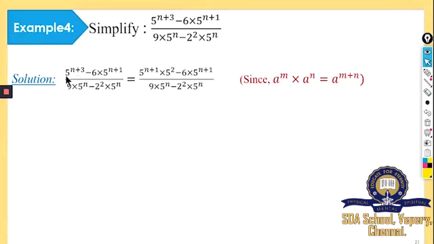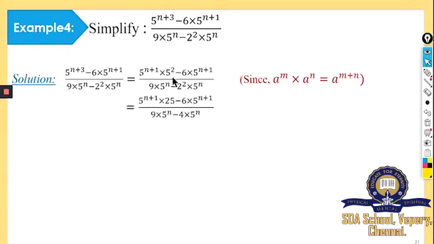Now here the first term is 5 power n plus 3. So we are going to write the first term as 5 power n plus 1 into 5 power 2. Since we know a power m into a power n equals a power m plus n, right? So in the place of m we have n plus 1 here, and in the place of n we have 2. So that is the reason why we are writing the first term as like this, 5 power n plus 1 into 5 power 2. And the rest two terms in the numerator write as such. Now coming to the denominator, 9 write as such, 5 power n write as such, and 2 power 2 is 4, and we'll be substituting that in the next step.